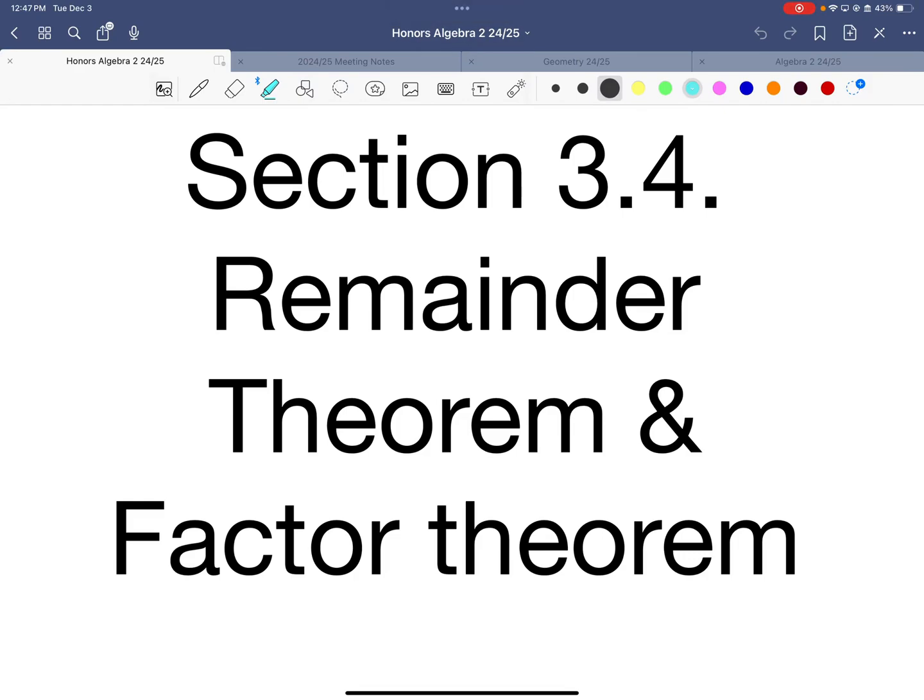So we're going to finish up section 3.4, remainder theorem and factor theorems today. So we'll kind of take care of the remainder theorem first. We've already done kind of this stuff, especially the factor theorem we've talked about already, but obviously our main goal is to be able to do these things today.